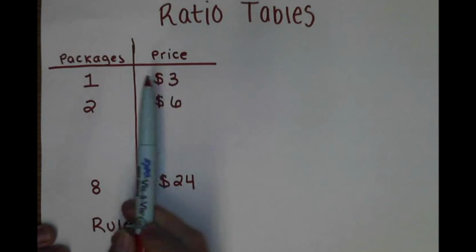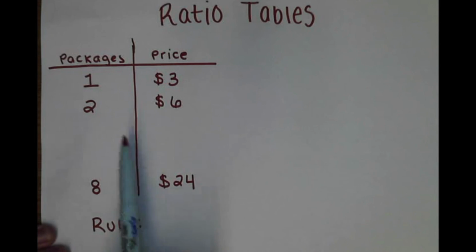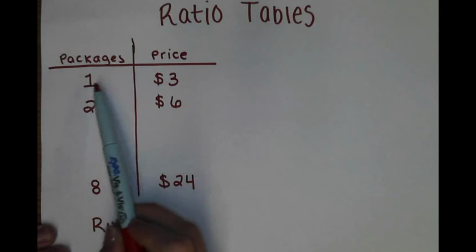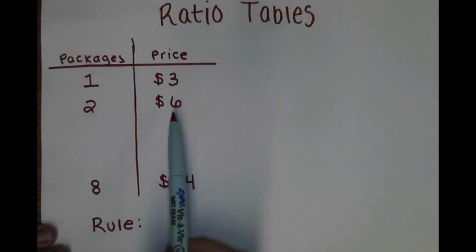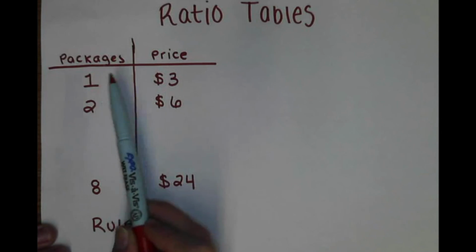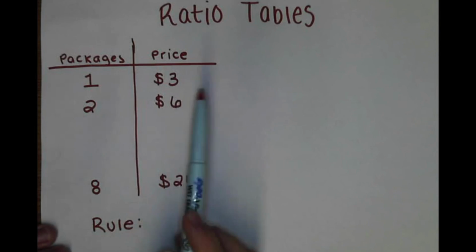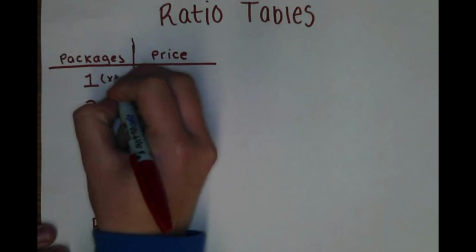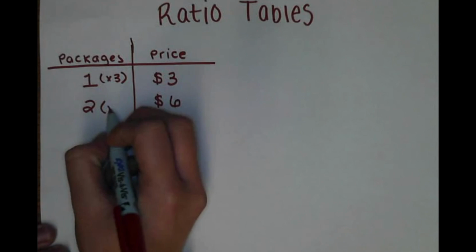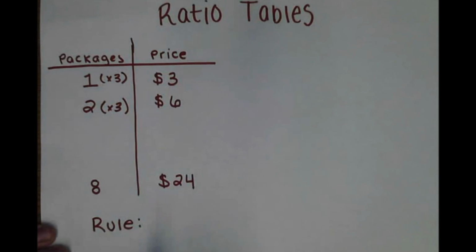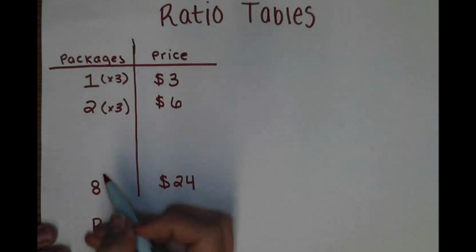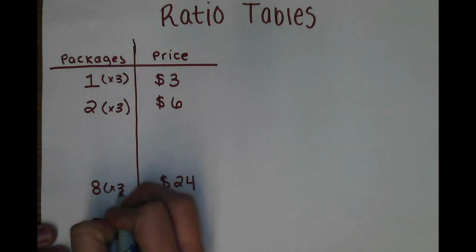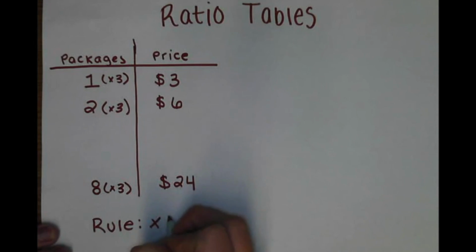So the first thing I'm going to do is look at the information they gave us. So here, I have one package is $3. And now I'm going to go over here and I see two packages are $6. What I'm noticing is that I'm multiplying by 3 each time. So this would be times 3 to get $3. This would be times 3 to get $6. I'm going to double check my last one here. 8 times 3 equals 24, so the rule's right. So I'm going to mark my rule right down here so I know.